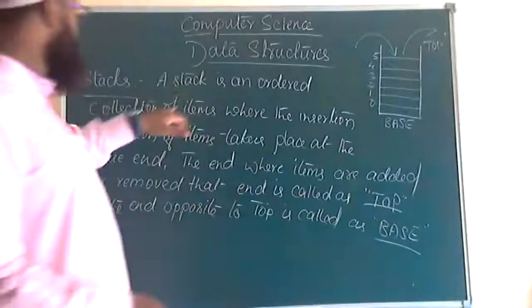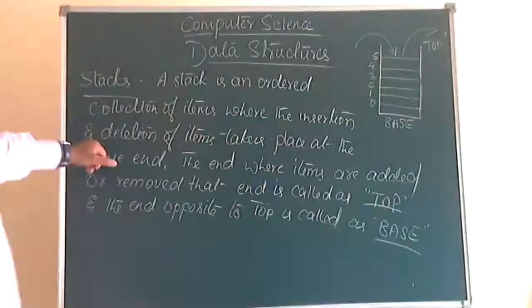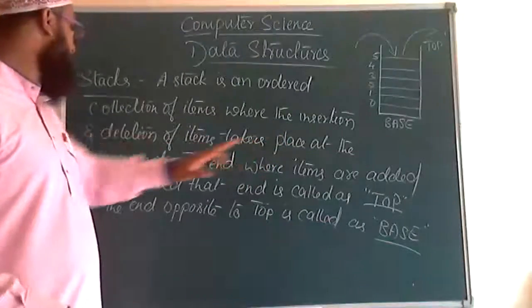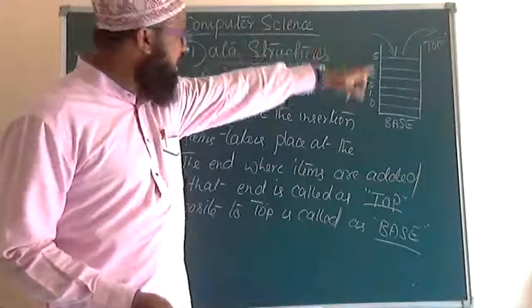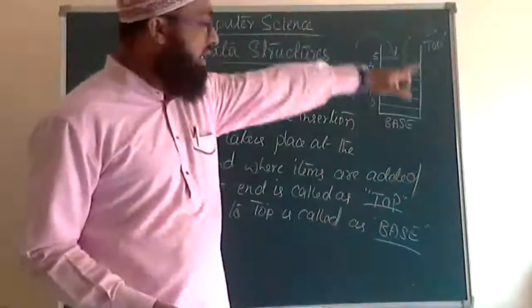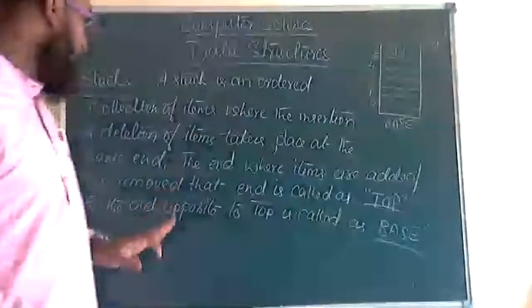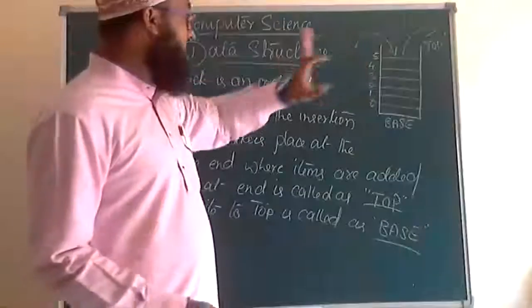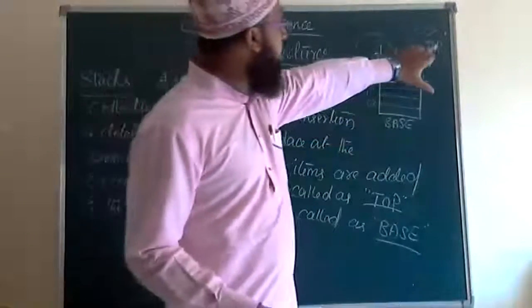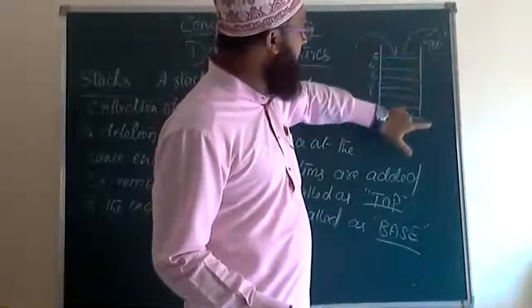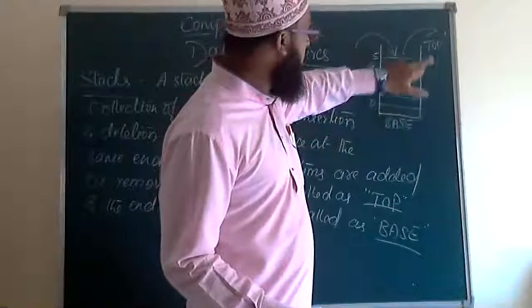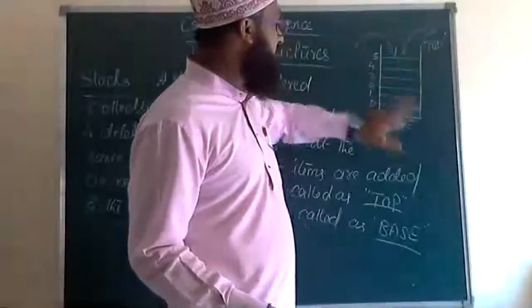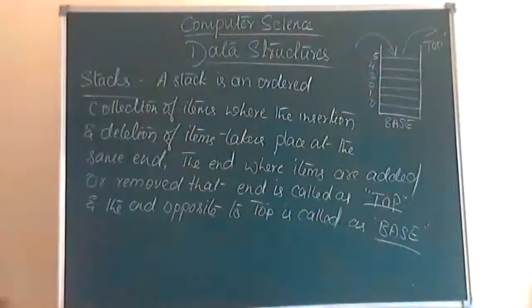A stack is an ordered collection of items where the insertion and deletion of items takes place at the same end. The end where the items are inserted, added or removed, that end is called the top, and the end which is opposite to top. This is the top end and this is the opposite end. The end which is opposite to the top end is called the base.